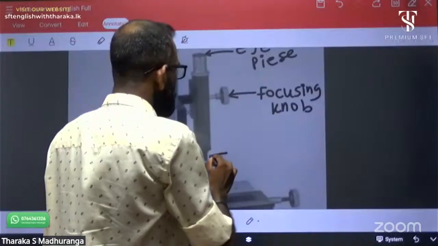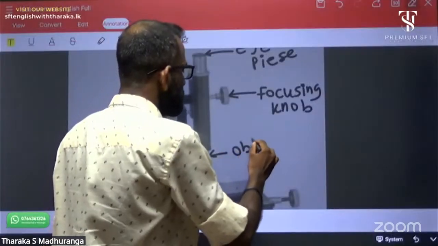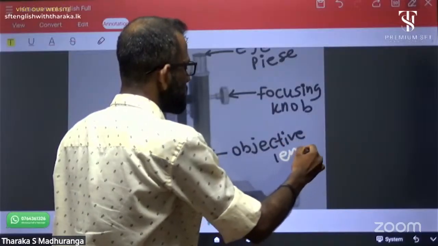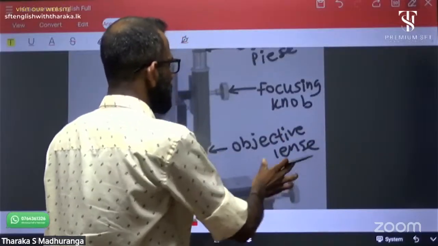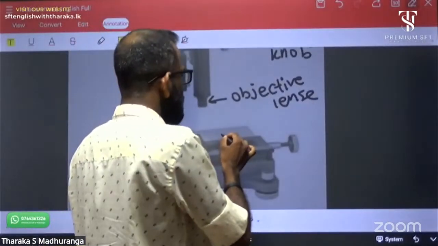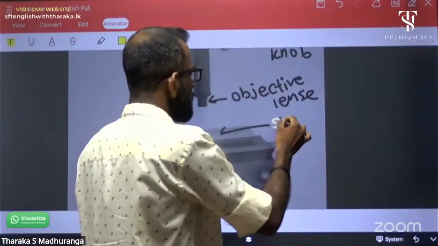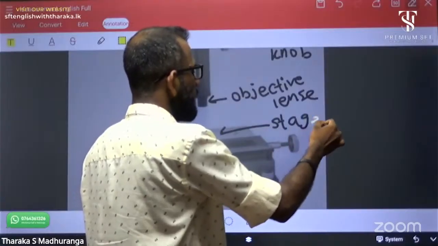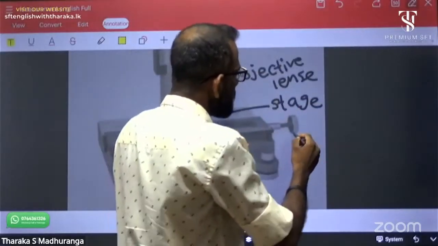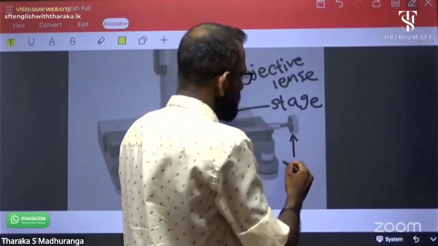This is an objective lens. And this is a stage. The object is placed on this stage. And this is a horizontal adjustable knob.